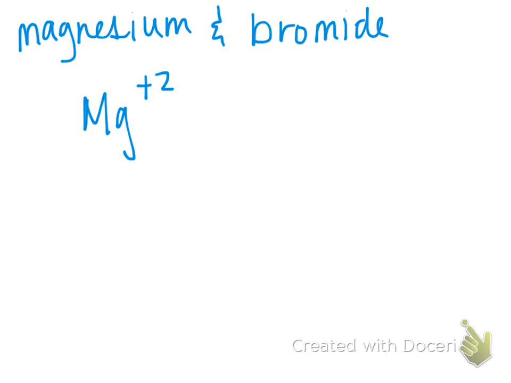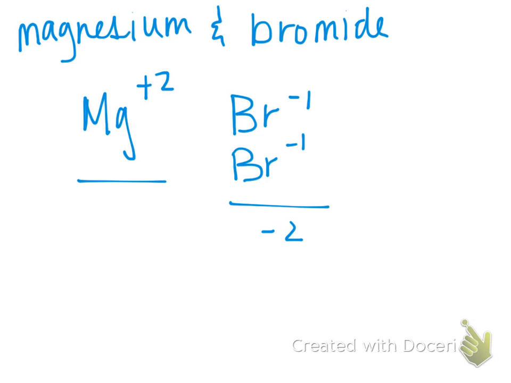Okay, so magnesium is a +2. What is bromide's charge? Bromide is Br -1. Okay, so how can I combine these atoms in such a way that I get a neutral charge? Yeah, Nicole, what do you think? 2 bromides, right? Br -1. That gives me a total of -2. One magnesium atom gives me a total of +2, which means overall I have a 0 charge.